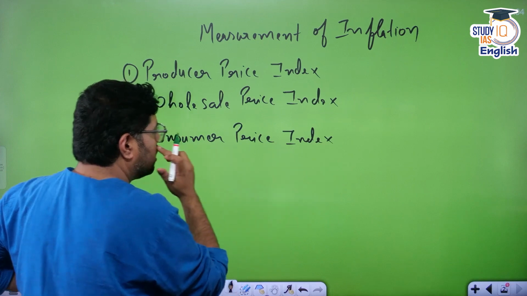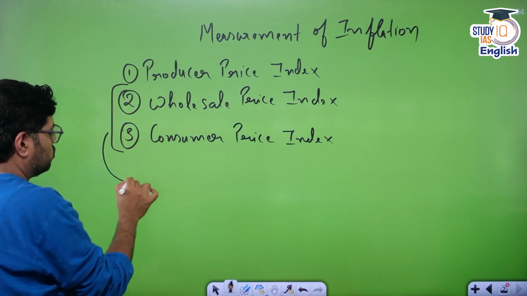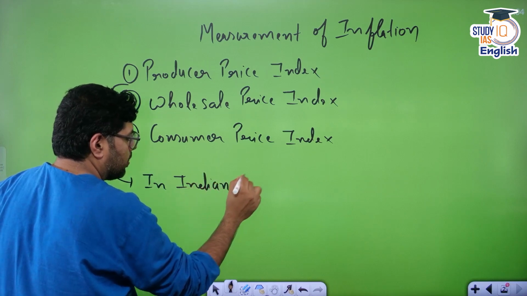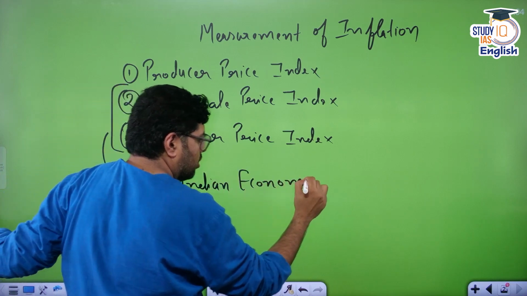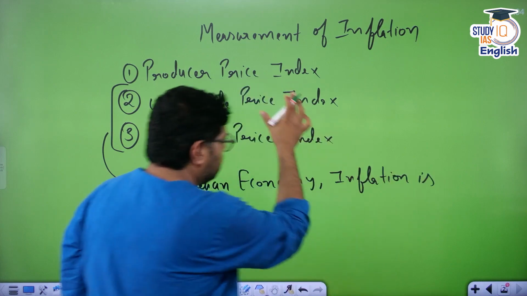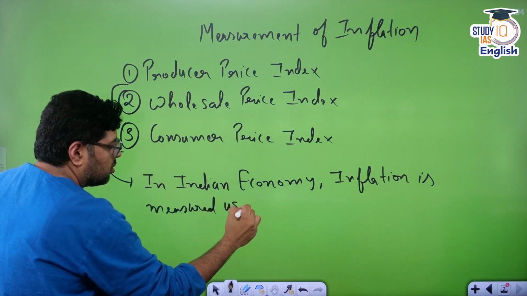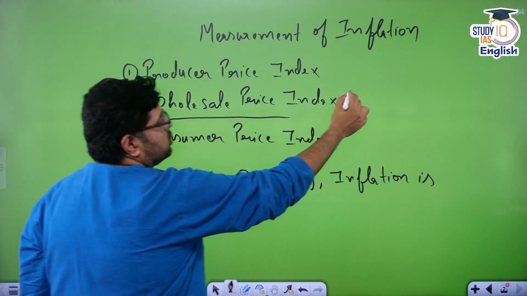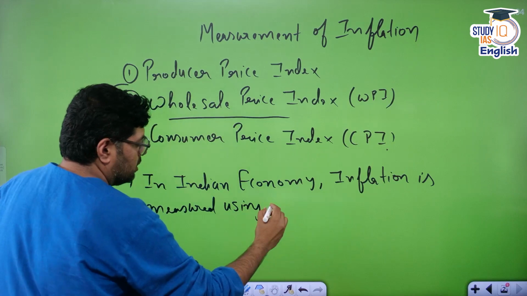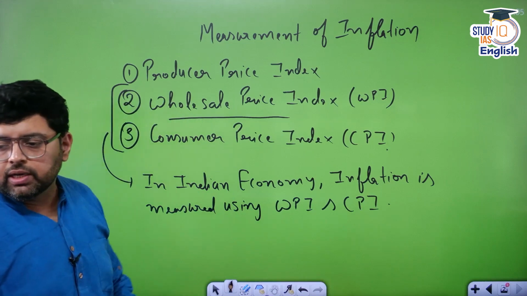Now here if I talk about these three indexes, in India we only refer to these two. So in our economy, in the Indian economy, inflation is measured using WPI. So in short we call it WPI and CPI. Okay, so using WPI and CPI.